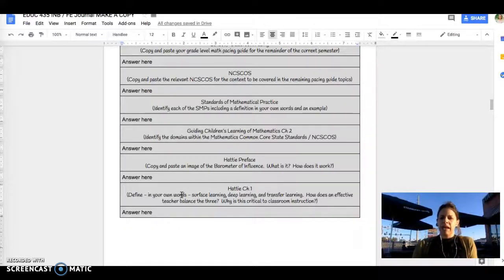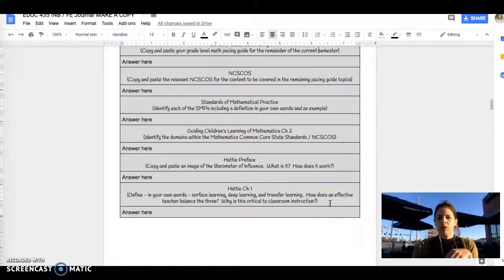So I want you to take some time and define those in your own words, each of those. And then talk about how an effective teacher balances all three, because you can't always live in one of those worlds all the time, and you can't live in all three worlds at one time. So how do you balance that as a teacher? And how do you determine when it's appropriate for surface learning, deep learning, and transfer learning? And why is this critical to classroom instruction?